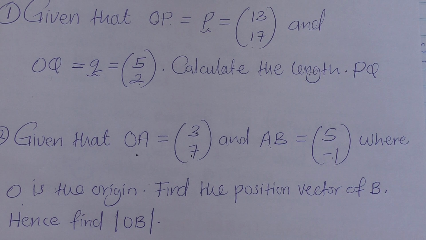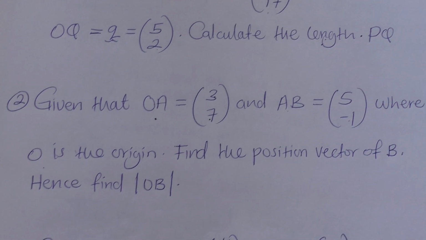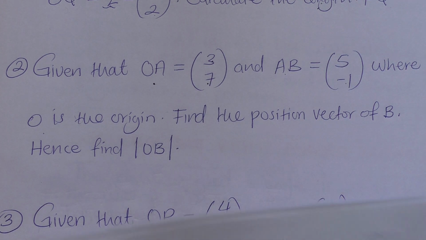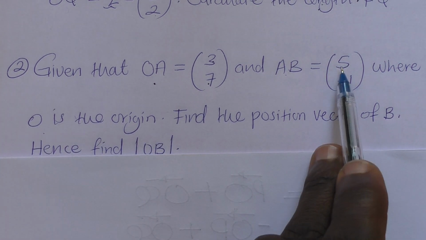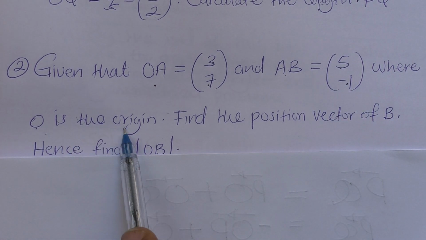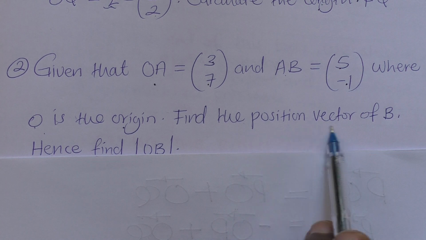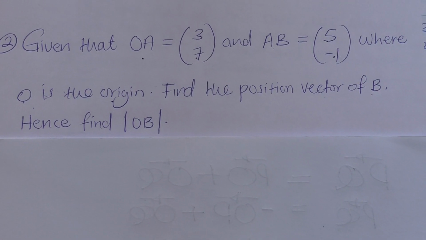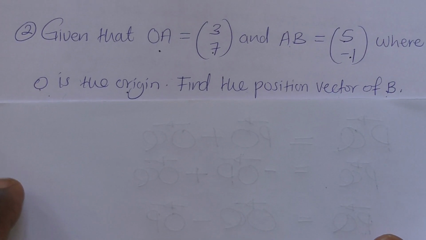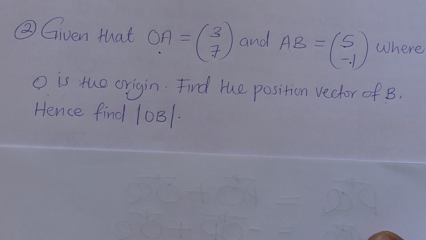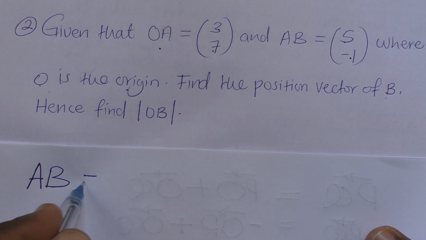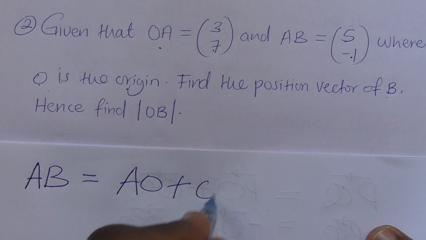Let us look at our second example. In the second example, we are given that OA equals (3, 7) and AB equals (5, -1), where O is the origin. They want us to find the position vector of B and hence the magnitude of OB. So this is how we shall get the position vector of B. We know that AB is given by AO plus OB.